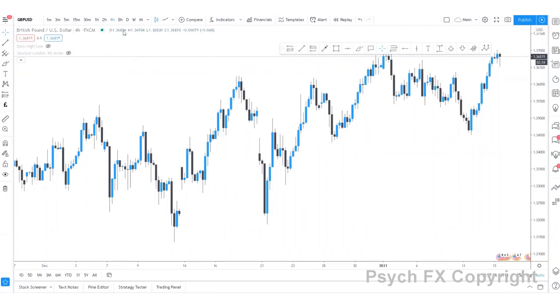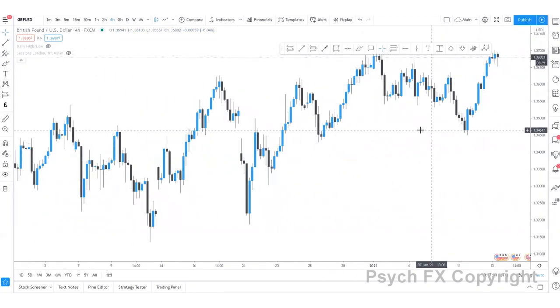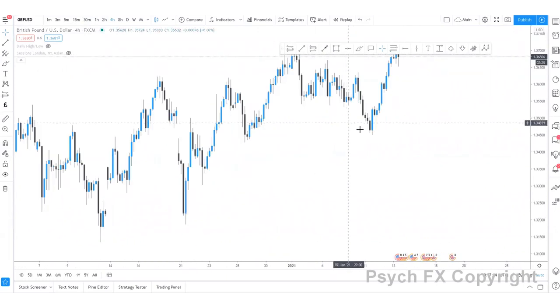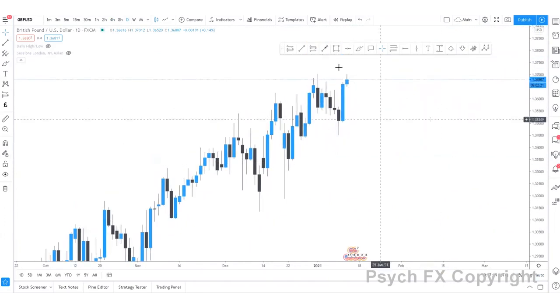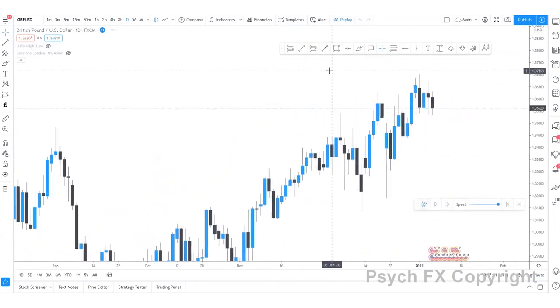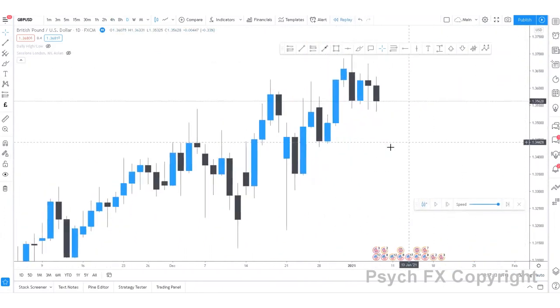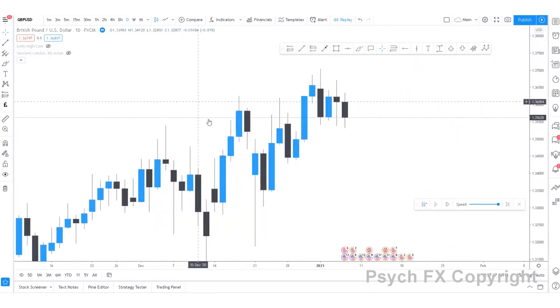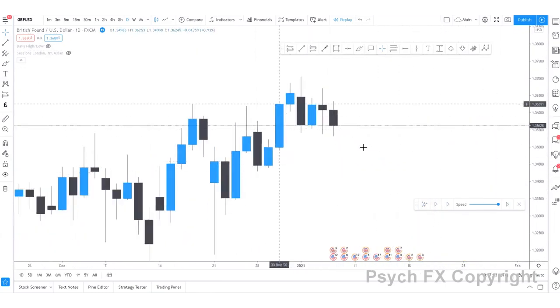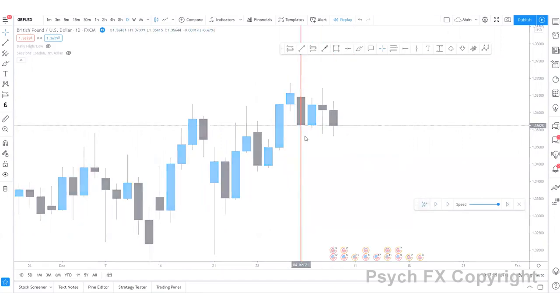For this example, I'm going to start off using the daily and then the 4 hour. And then as we go down, I'll use the 1 hour and maybe the 15-minute or something like that. Okay, so let's start on the daily here, and let's move back in time. In terms of market structure, we have to look at the market in a certain light. Let's just go back here for now.